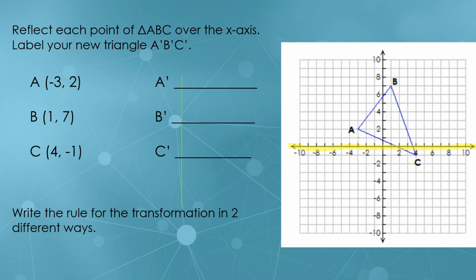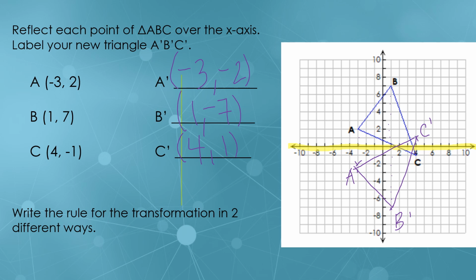So to get A prime, we have to count 2 units below the x-axis, which would put it at -3, -2. B is 1, 2, 3, 4, 5, 6, 7 units above. So we would have to count 7 units below. So that would put B prime at 1, -7. And then C is 1 unit below, so now we're going to count 1 unit above, and that would put C prime at 4, 1. And you can connect your points, and that should be a mirror image.